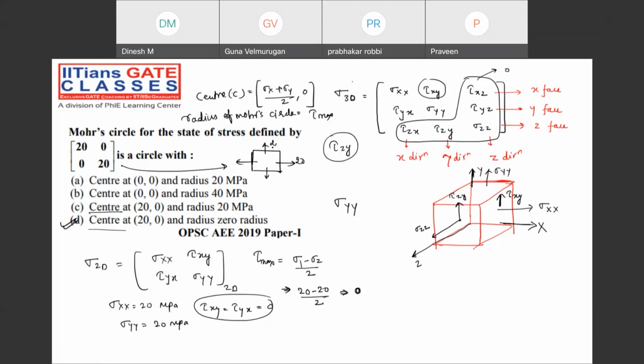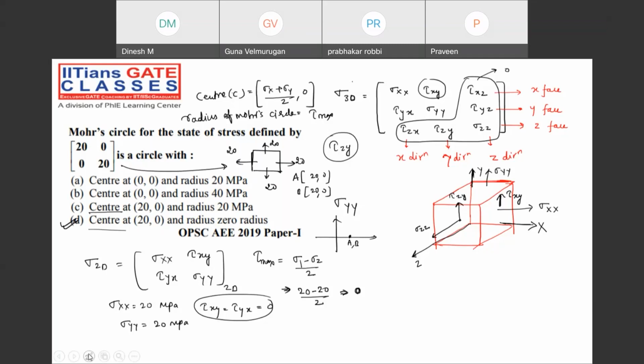Getting my point, all of you? And just note the coordinates: 20, 0. P is what? 20, 0. Now if you draw the Mohr circle, A and B both are coinciding. Take the midpoint, draw the circle. It will become a point only.